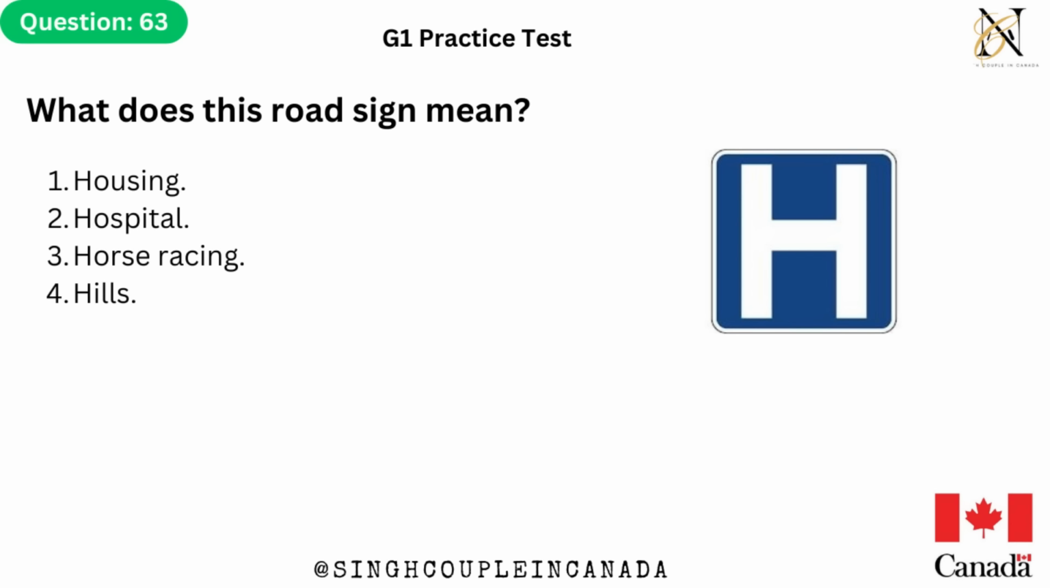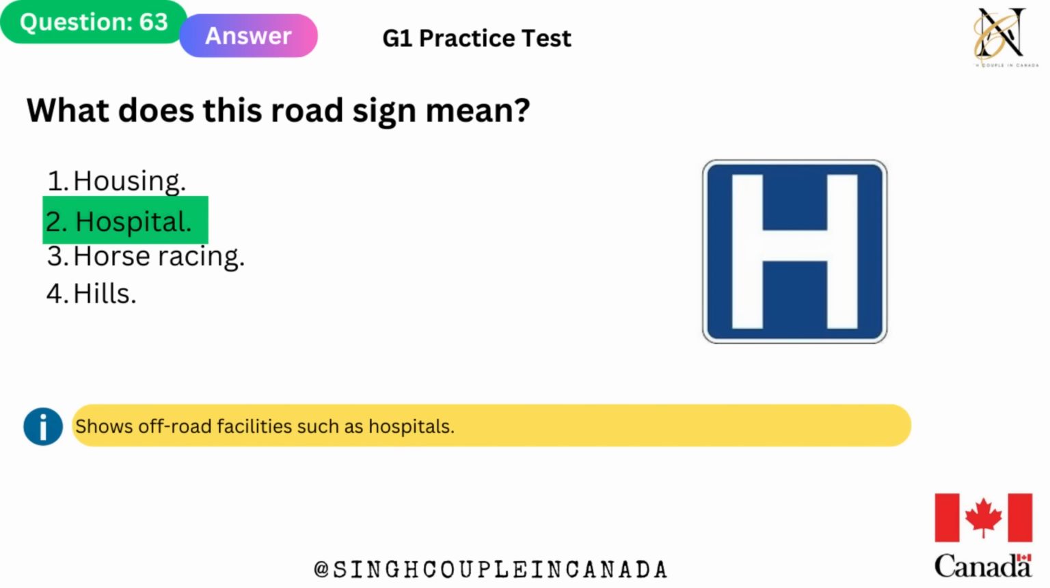What does this road sign mean? 1. Housing. 2. Hospital. 3. Horse racing. 4. Hills. The answer is 2. Hospital. Shows off-road facilities such as hospitals.